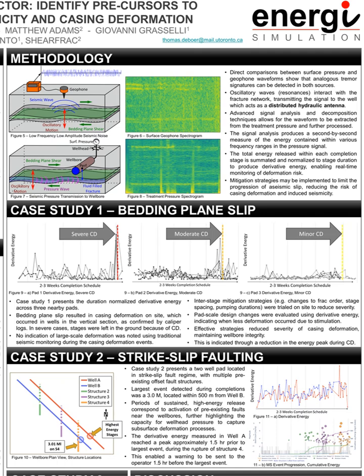As this surface pressure can be streamed in real time, this allows mitigation strategies to be implemented to limit the progression of aseismic slip as it is detected within the pressure, reducing the risk of casing deformation and induced seismicity.